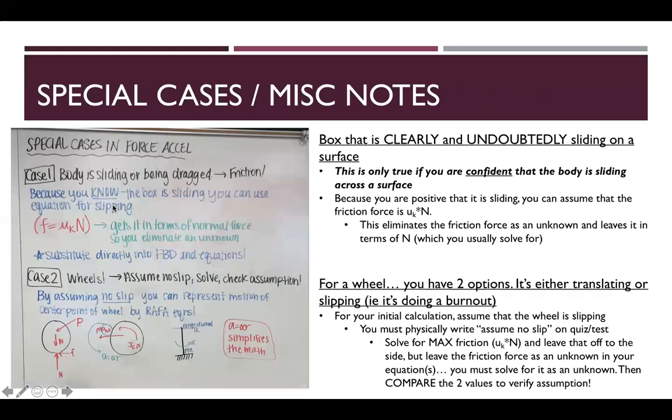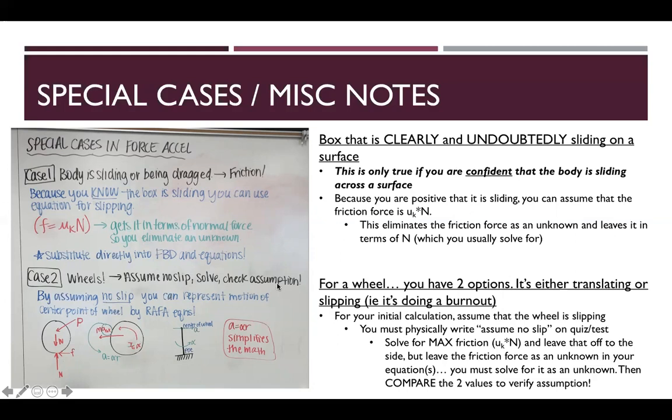There's 2 quick special cases. So if the box is being dragged, I went into this one. If you know that it's being dragged, you can assume this. But if you don't know, if you're even a little bit unsure, you can't. The benefit is that it replaces that unknown with an unknown you already have to solve for anyway, but you can't do that unless you're positive that a box is sliding.